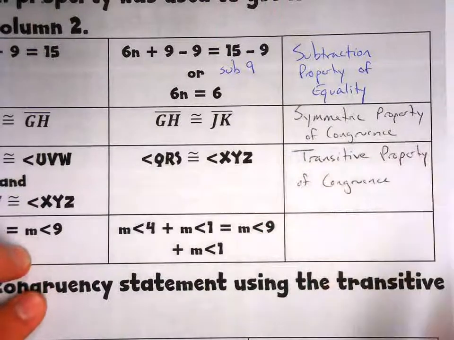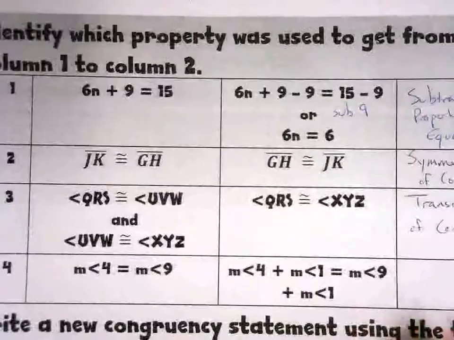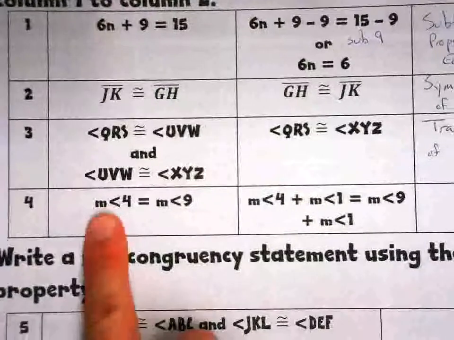Okay, now on to the fourth row here. How do we read this? The measure of angle 4 is equal to the measure of angle 9.